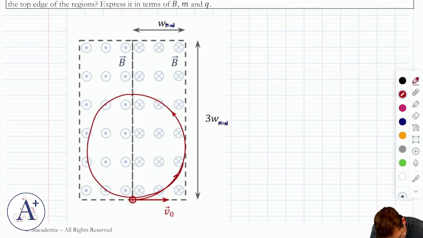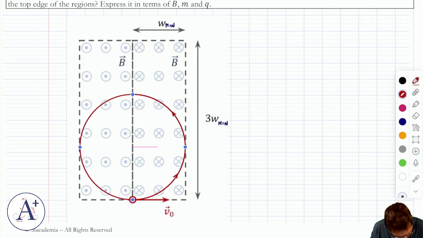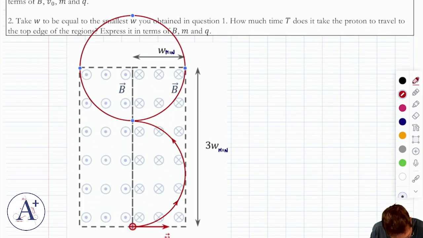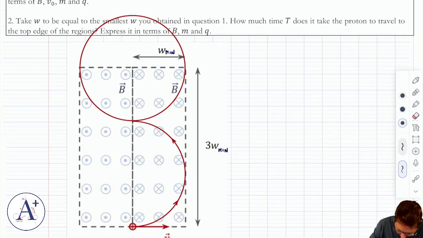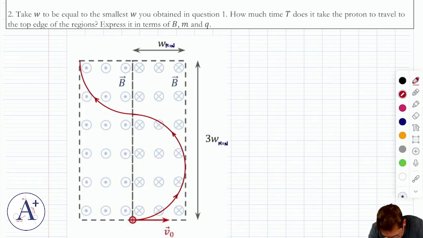And then I'll say, well, do it again, yeah? So you make another one of these. And this is what we get. And there's value in drawing this to scale, right? Because it really helps me see what happens as the particle moves up. Okay, so my particle is going to snake its way up to the top edge like this. This is going to be a certain radius that I can find. And that will be my W min.